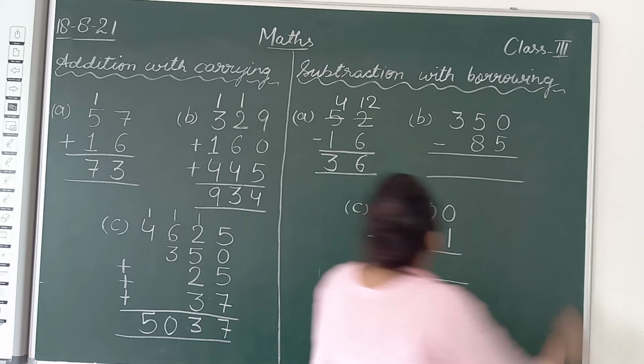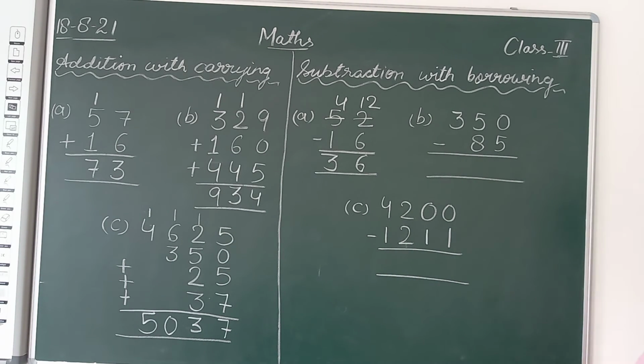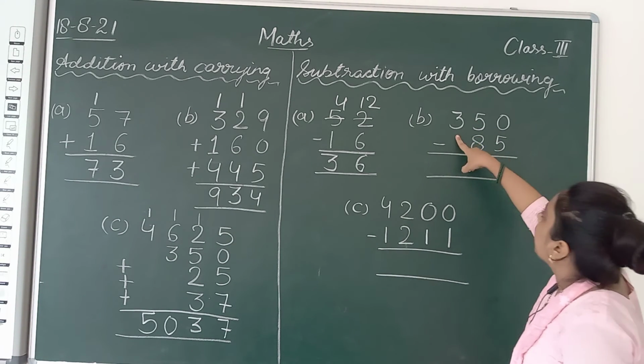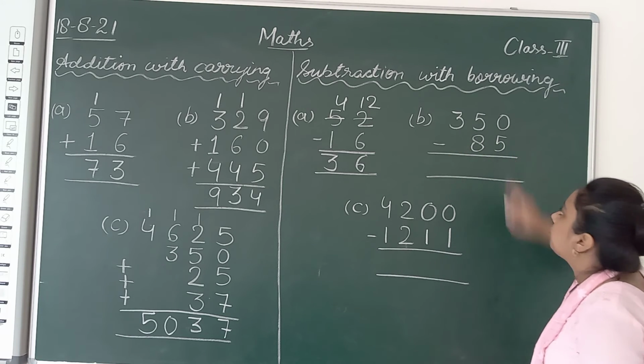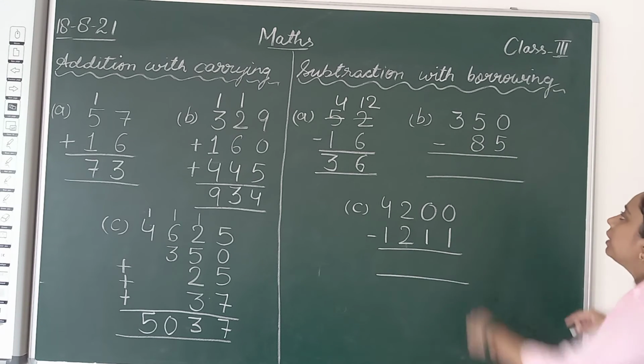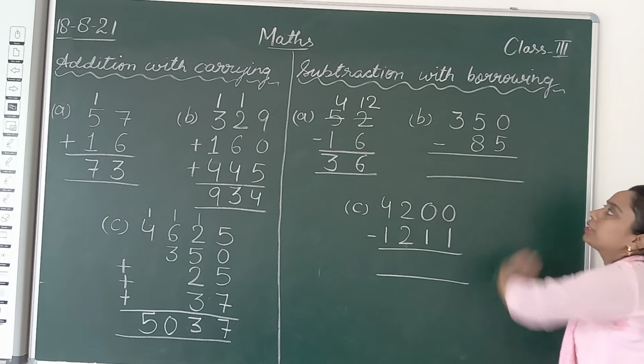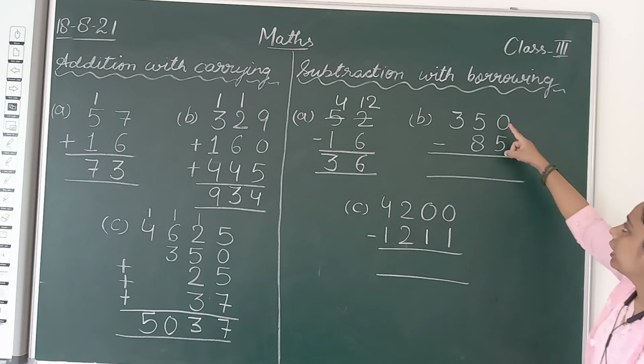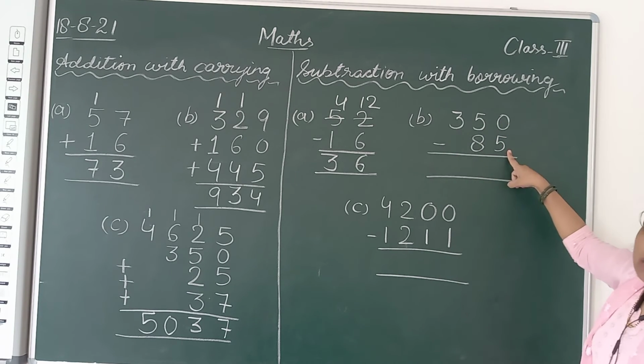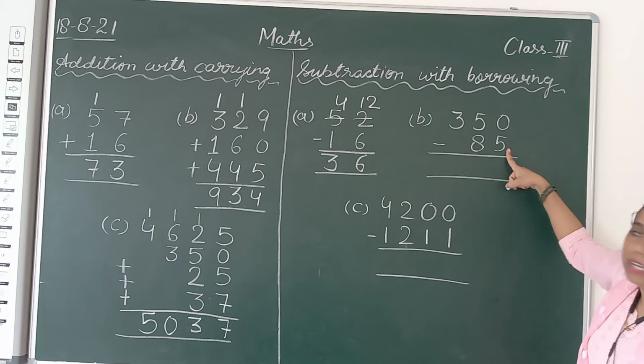Okay. So now let's move to this B part. Here it is 350 minus 85. Now doing the same. At first we will subtract the ones place digit. But now if you see, here it is 0 minus 5. Now 0 is smaller, 5 is greater.